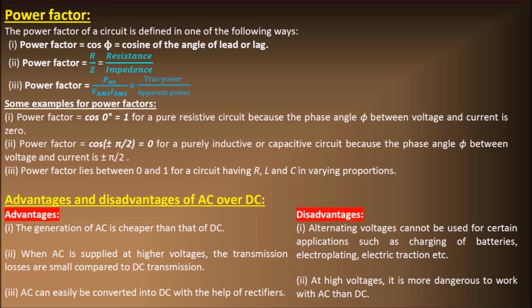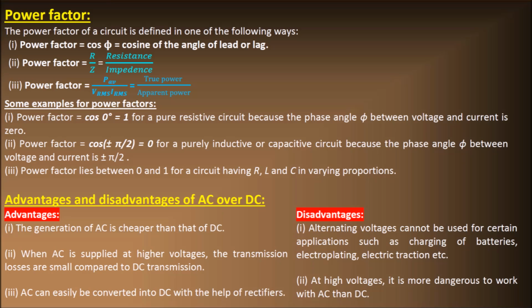Let's see some examples of power factors in a circuit. In the first case, the power factor is equal to cos 0, which is equal to 1, because the current and voltage are in phase with each other, so phi will take the value of 0. When you put 0 in that formula, the power factor will take the value of 1, because the phase angle phi between the voltage and current is 0 in the case of a purely resistive circuit. So in a purely resistive circuit, the power factor will take the value of 1.